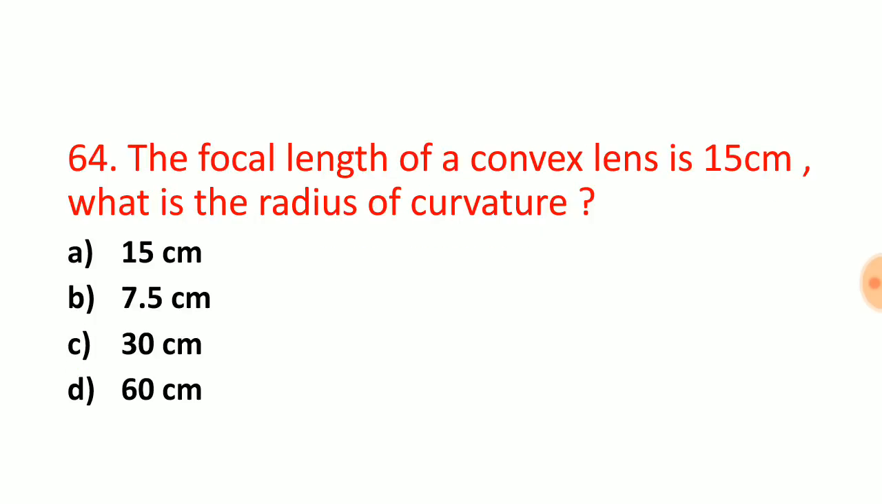Question number 64. The focal length of a convex lens is 15 centimeter. What is the radius of curvature? Radius of curvature is double the focal length, that is 30 centimeter.